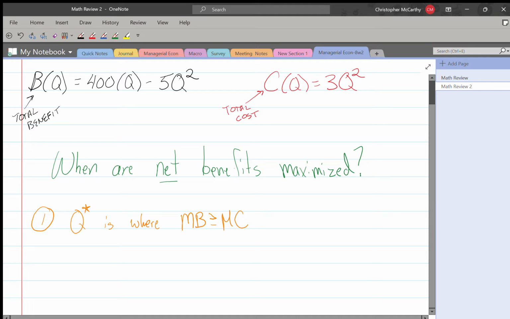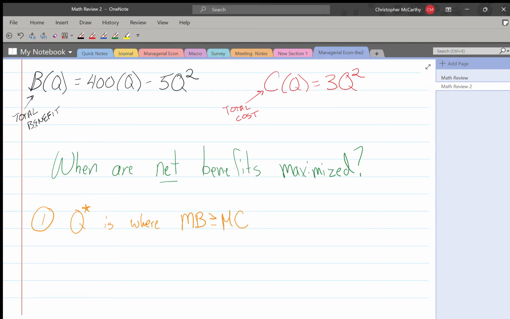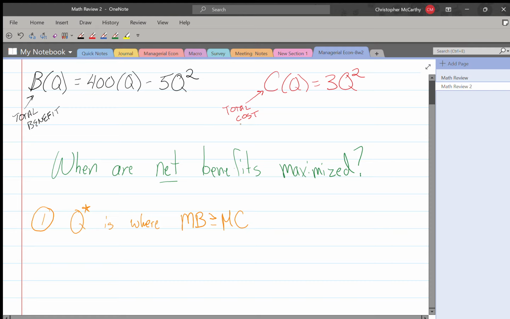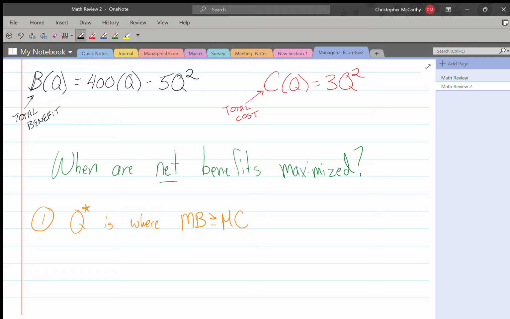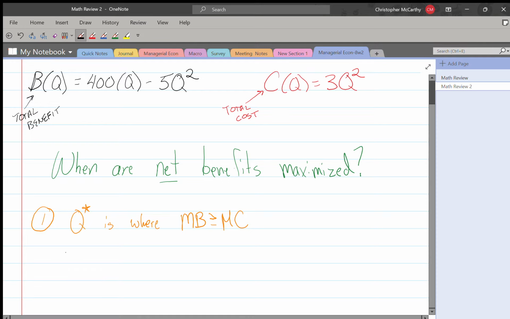But I hear you say, Dr. McCarthy, I don't have the marginal benefit. I don't have the marginal cost. I only have the total benefit and the total cost, right? So we need to do a little bit of transformations here. So let's go ahead and rewrite this equation.